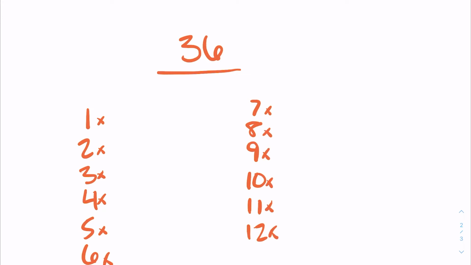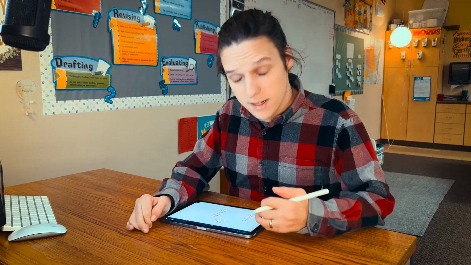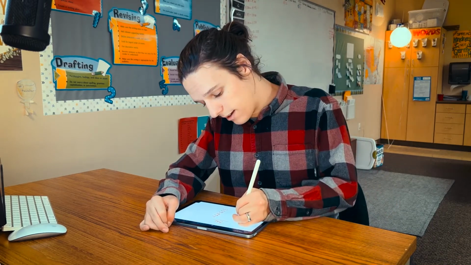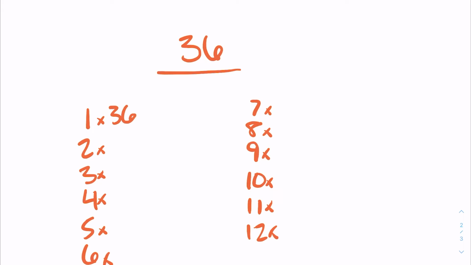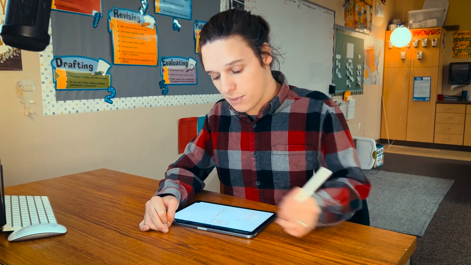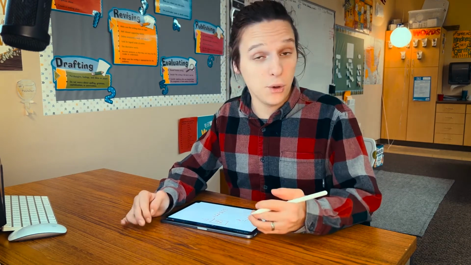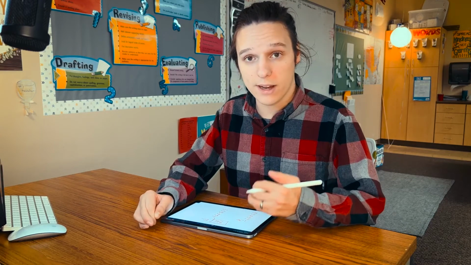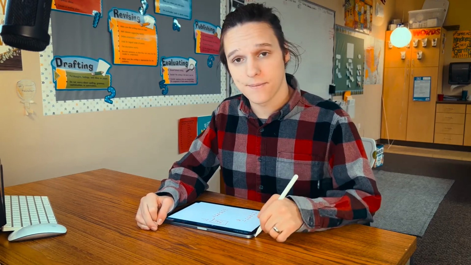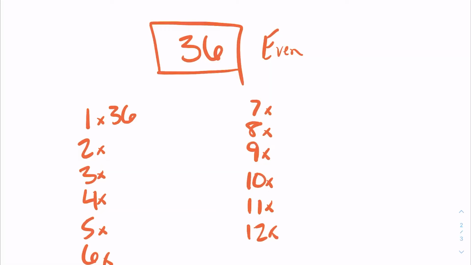And then we start thinking, 1 times what will get me to 36? Well, that's 1 times 36. Next, 2. It is an even number. It's even. That means it's divisible by 2. What can go into 36 2 times? Well, that number is 18.